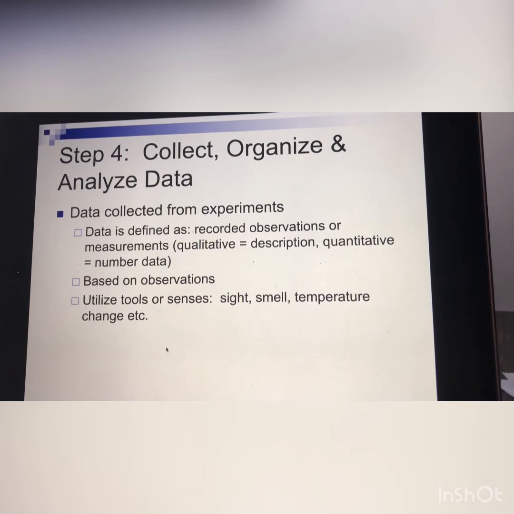Next, we want to collect, organize, and analyze that data. And as we said before, remember, your data is information that you've collected. Data is defined as recorded observations or measurements that are either qualitative, meaning that you give a description, or quantitative, which means that you actually have a number. So in our experiment with the glass of water, oh my goodness, we have both, because we can feel the glass and see if it's warm or not, but we can also stick a thermometer in that glass of water to see if the temperature changed. And as we write the temperatures down, we now have numbers.